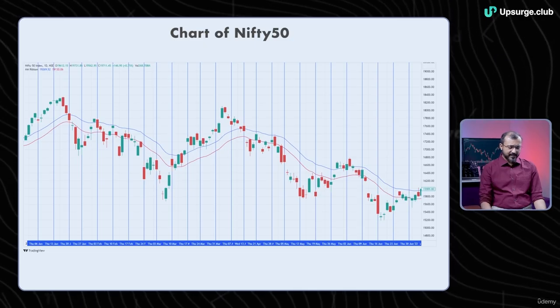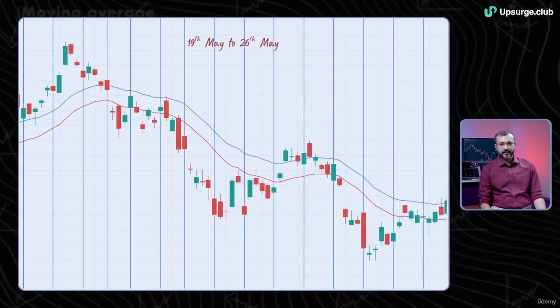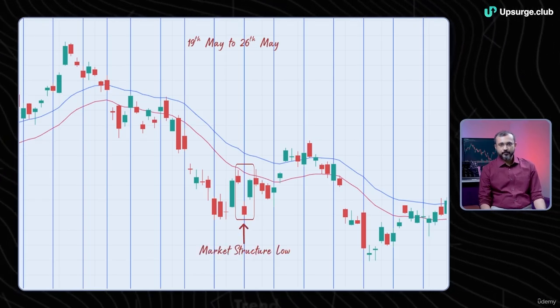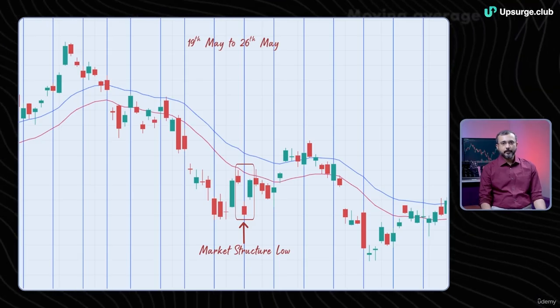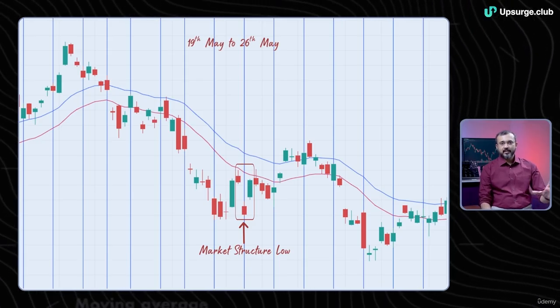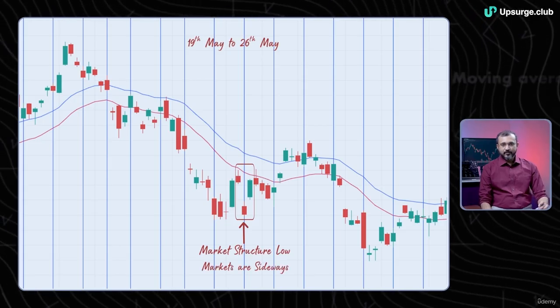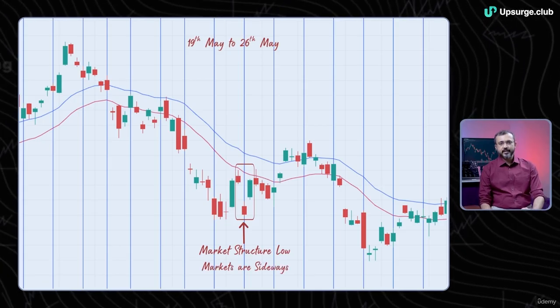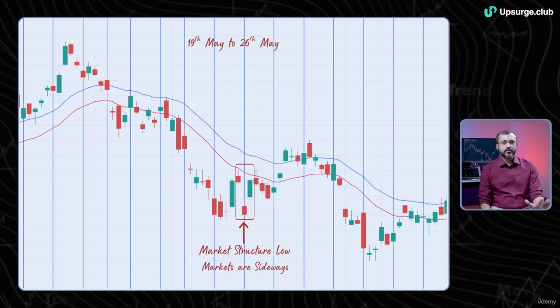Now coming to the next trade, which was from 19th of May to 26th of May. If we see, we have a market structure low pattern getting formed below the moving average. Market structure low below the moving average means the markets are sideways. Markets are sideways, so we select the range, the high and low price. Markets have closed within the range, which means the triangle that we traded has gone to 0.